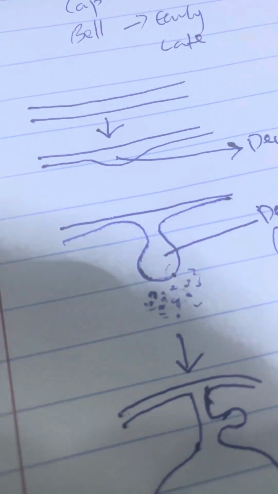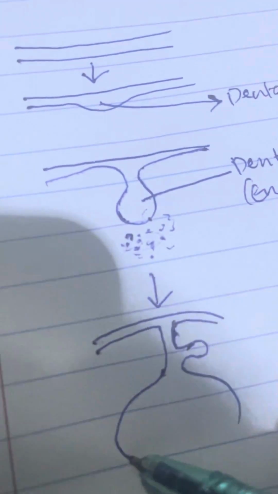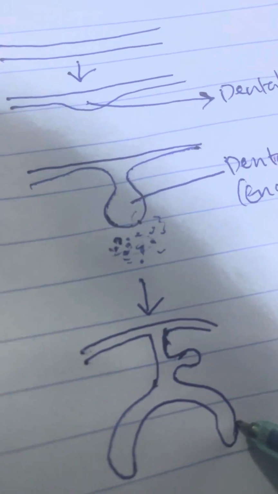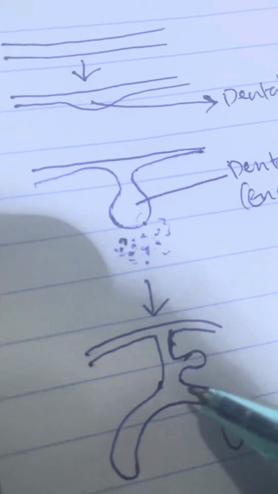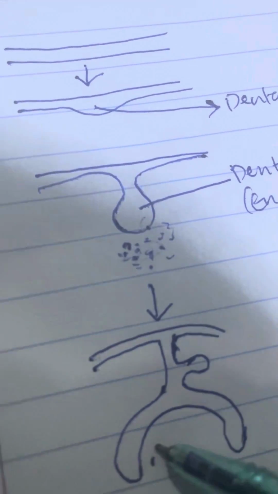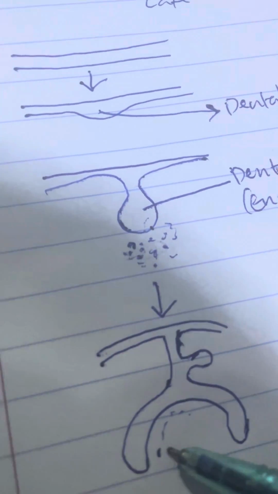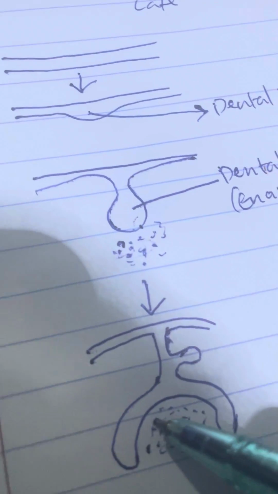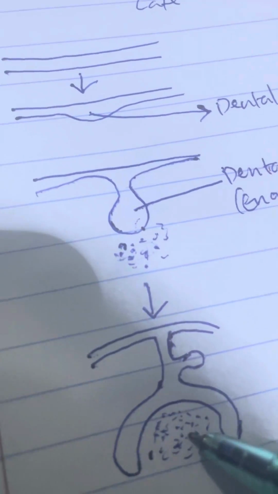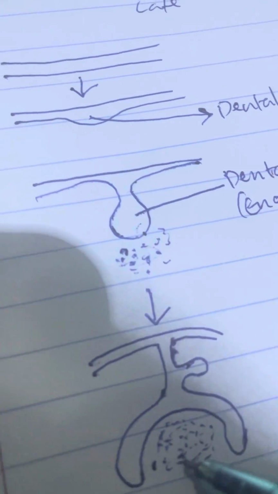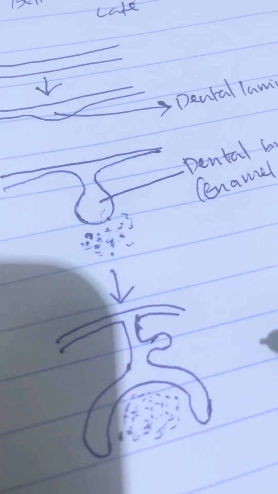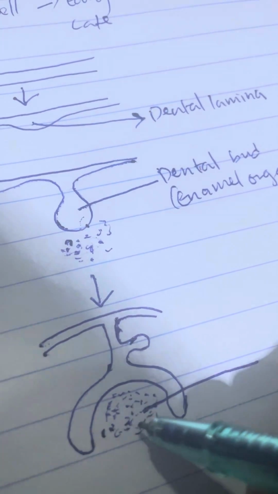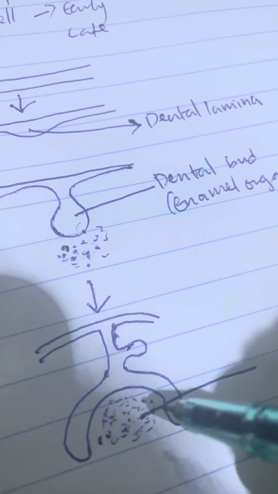Next stage, cap stage. Why you call this the cap stage is because this enamel organ is forming like a cap. If you see, what is it forming a cap over? It's forming a cap over those mesenchymal cells that were here before. Now, in this stage, you will not call them mesenchymal cells again. Rather, you call them dental papilla. So this mesenchyme that was derived from neural crest cells becomes the dental papilla.